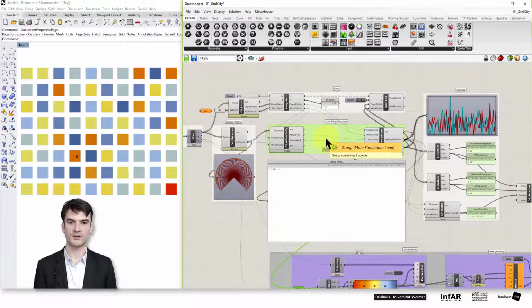So with this, the module has ended. Now you have an idea what the grid city is, how it works, and good luck with exploring its dynamics.